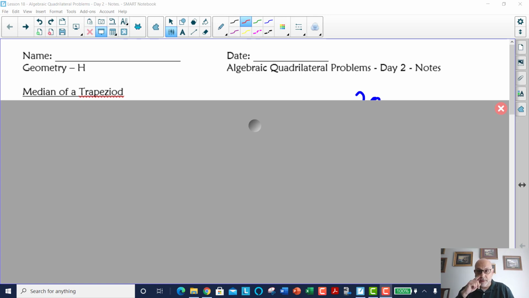Okay, so there's a couple of things that we didn't go over day 1, and so I just want to have the opportunity to have another lesson. So first thing we're going to look at is the median of a triangle.